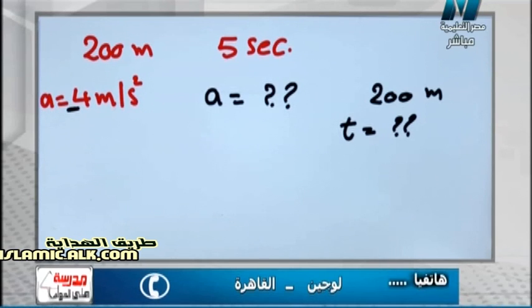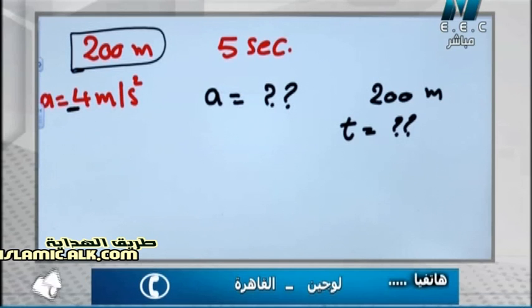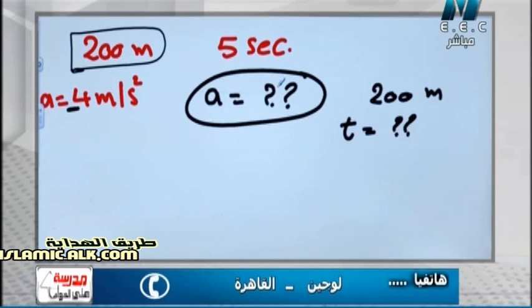First, Lujain, this object moves at regular speed. That's right. In the first 200 meters, the acceleration equals? 0. Very good. This is the first one. 0. Why? Because it moves with regular speed. Okay, so here firstly we know the body moves with regular speed, so we have no acceleration.